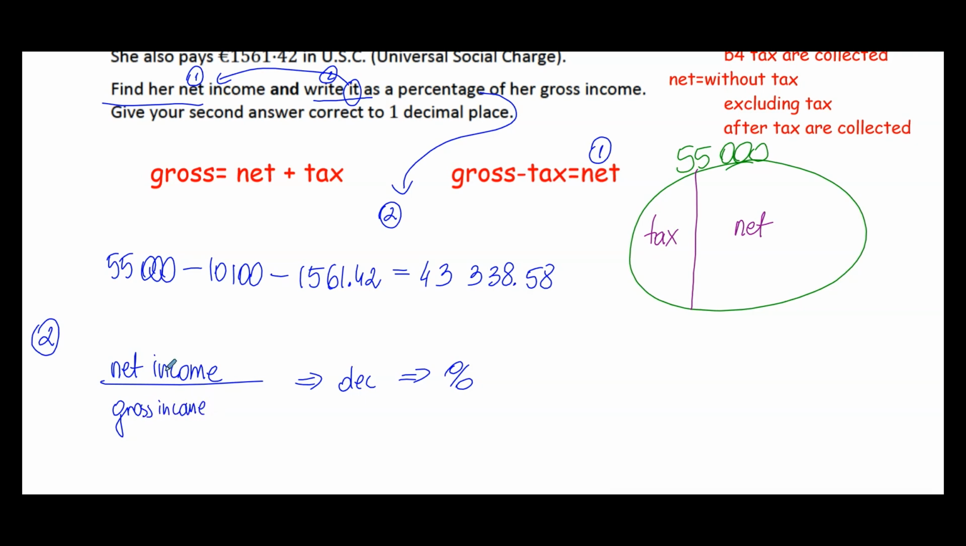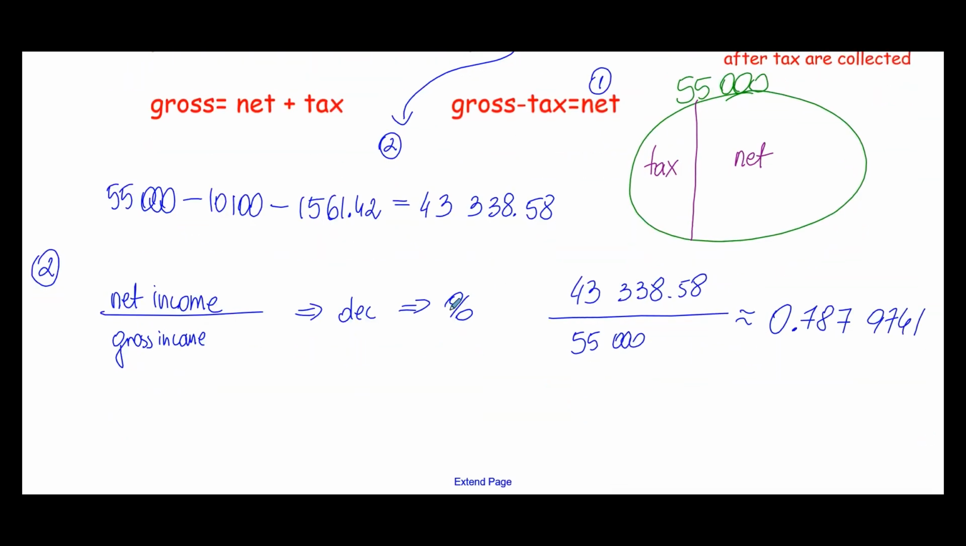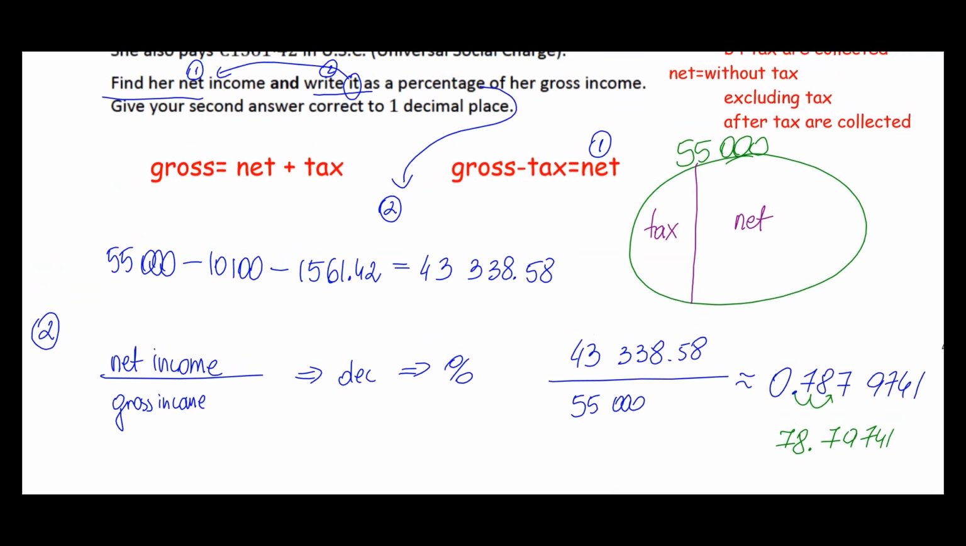So here again, her net income we just calculated, 43,338.58 divided by the gross income, 55,000. We put that in the calculator, we get a decimal, 0.7879741. Now, how do we change a decimal to percentage? We either multiply by 100 or we move that decimal 2 places. So that will be 78.79741.